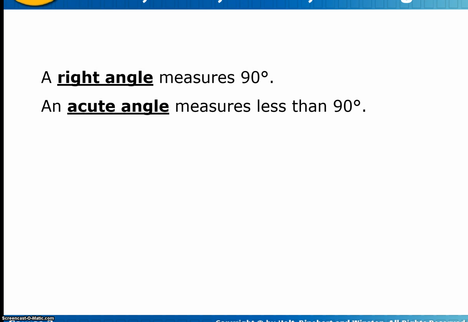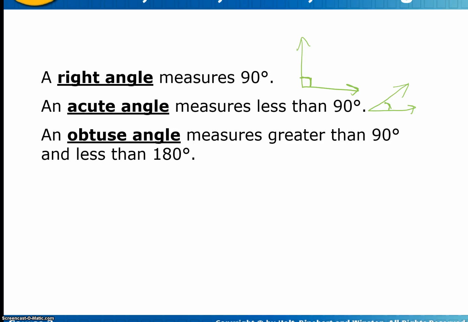So things you've learned about in the past: right angles measure 90 degrees. If you see a right angle, they will have this little box in there. That little box means 90 degrees. Acute angles, cute little ones, are little. They measure less than 90 degrees, from 0 up to 90. Obtuse are angles that are greater than 90 degrees. So they can go in either direction, but it's bigger than 90.